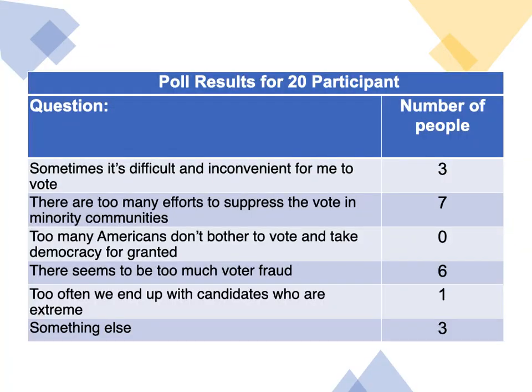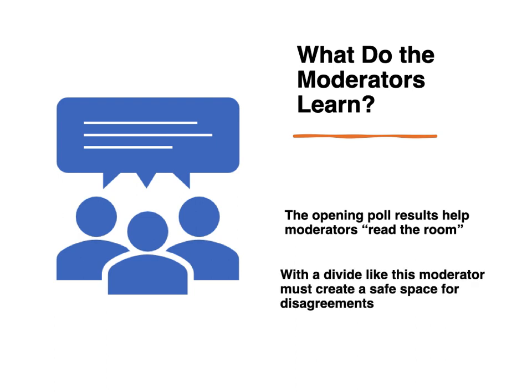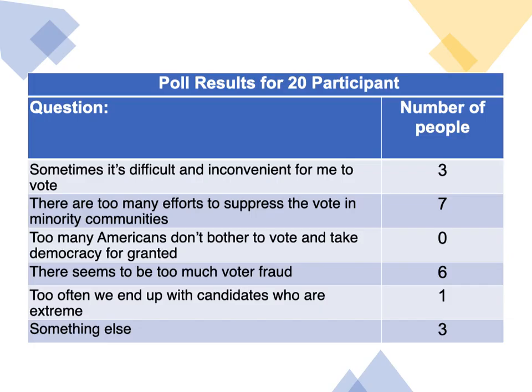People love this part too. In our example, there's a major divide here between one group that's worried about voter suppression and another worried about fraud. These results help the moderator literally read the room and form a strategy. With a divide like this on a hot political issue, the moderator has to create a safe space for discussion. Here's how the moderator might proceed in this forum, but of course, the strategy might be different in a group where most people agree with each other.